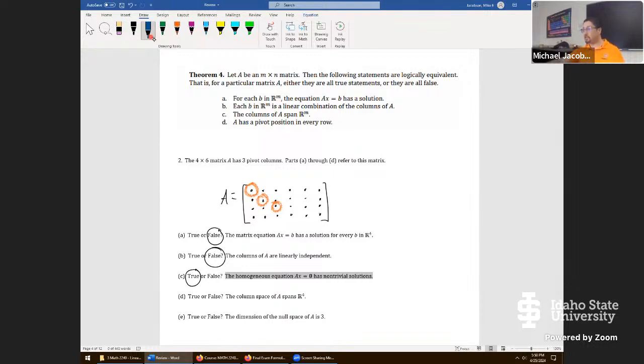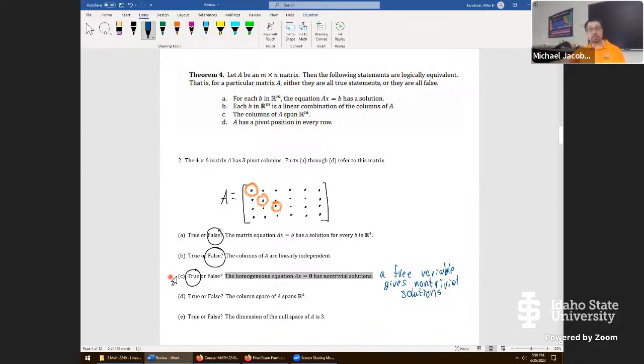I think actually part C is a little bit tricky because we're thinking in terms of theorem 4 on the first one. Well, this one's kind of tricky as well. But I just wanted to add a comment here to say a free variable gives non-trivial solutions.